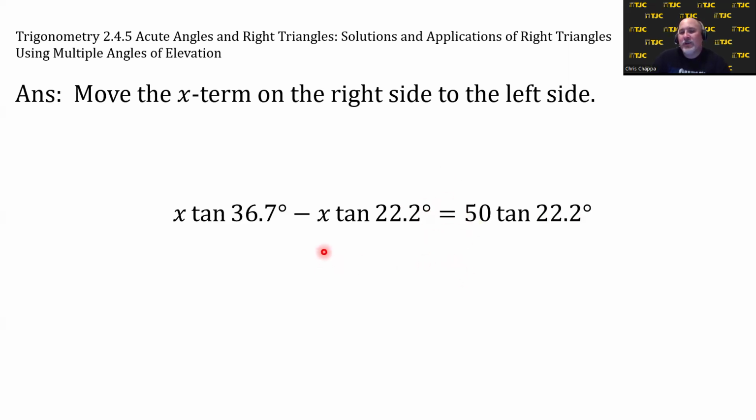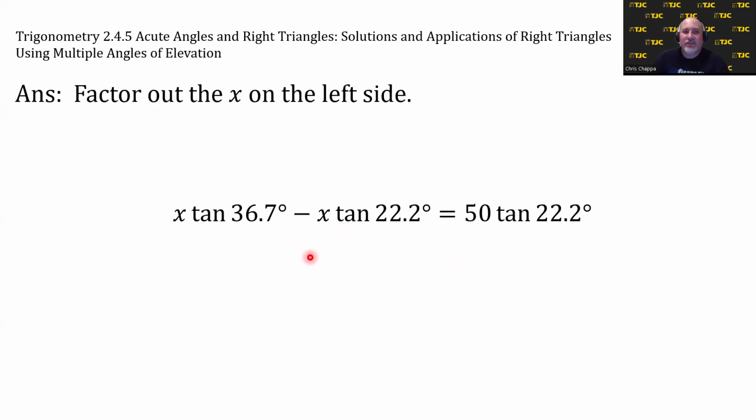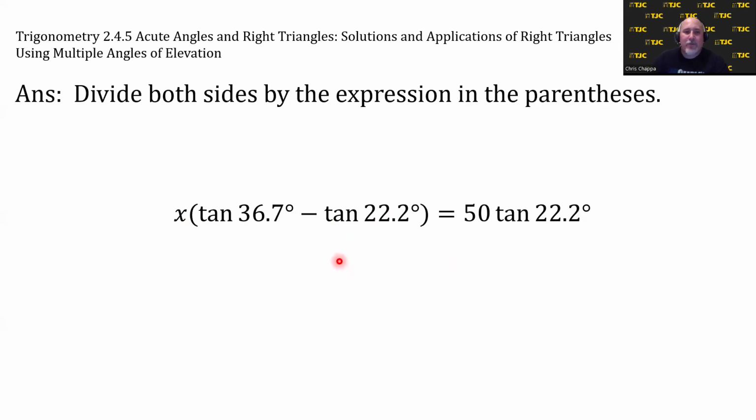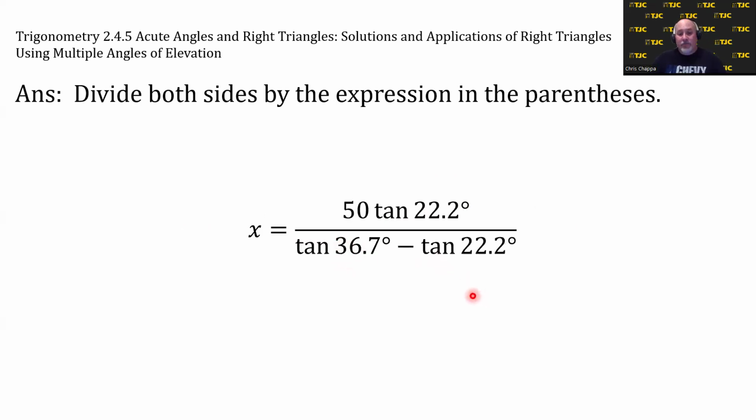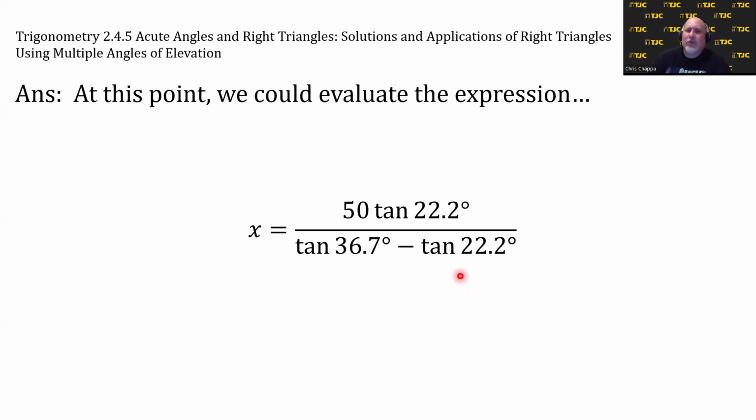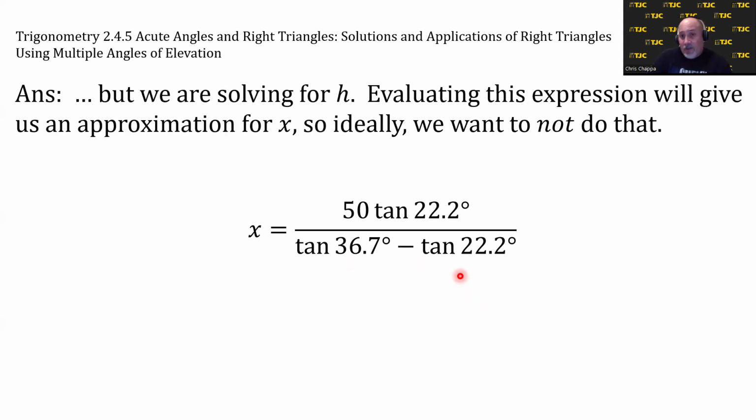And then from an algebraic perspective, to make this have a single x, we simply factor an x out on the left side to get x times the subtraction problem. And now we can just divide both sides by the parentheses, and we get x equals this nauseating looking fraction. Except we're not out of the woods yet. We could evaluate it, but we're solving for h. Evaluating this expression will give us an approximation for x, so ideally we don't want to do that.